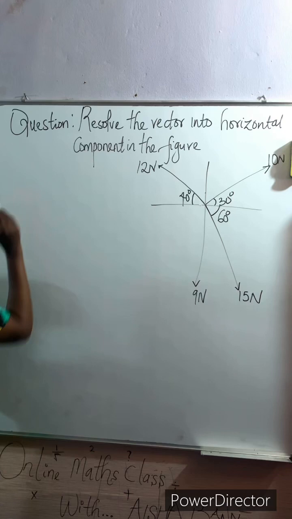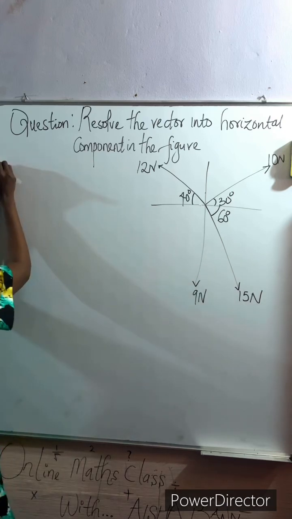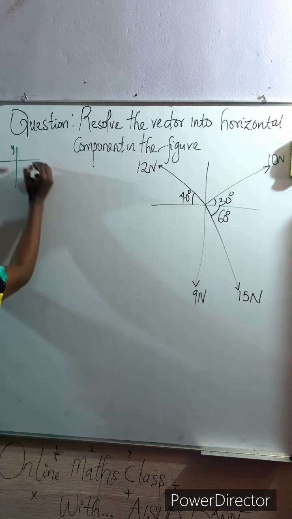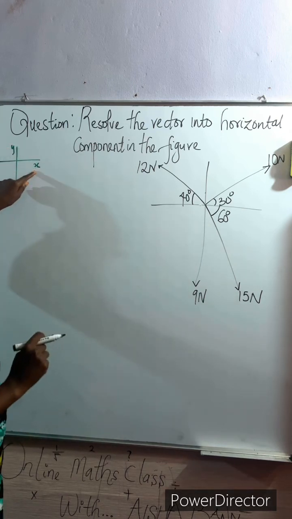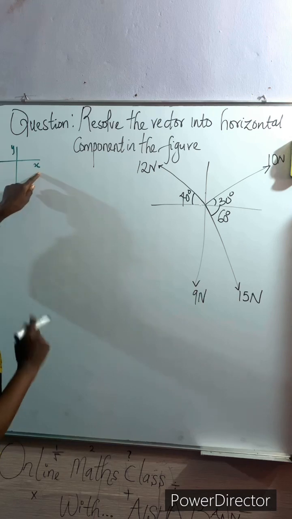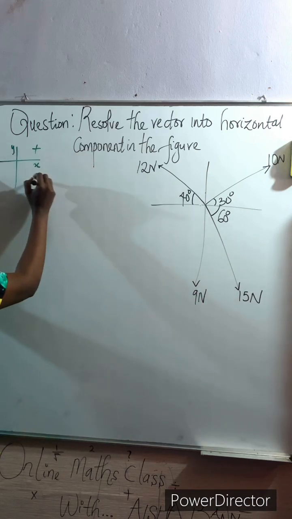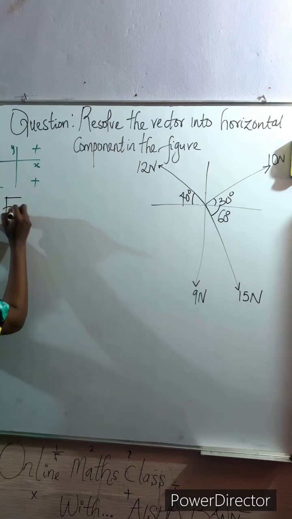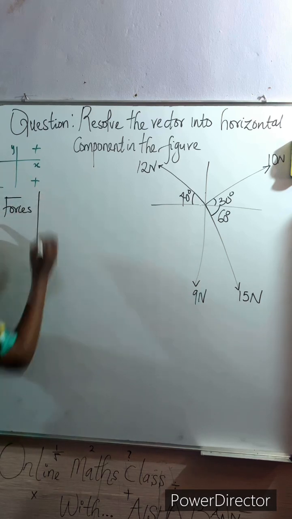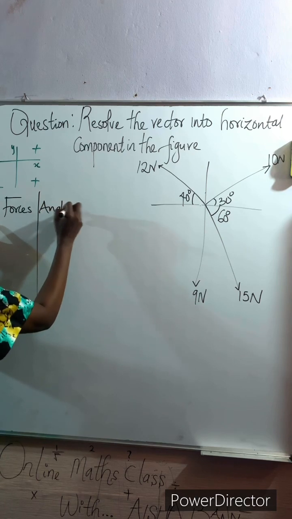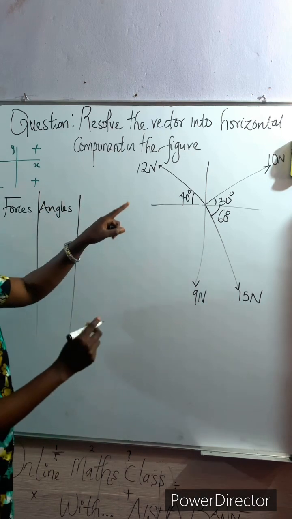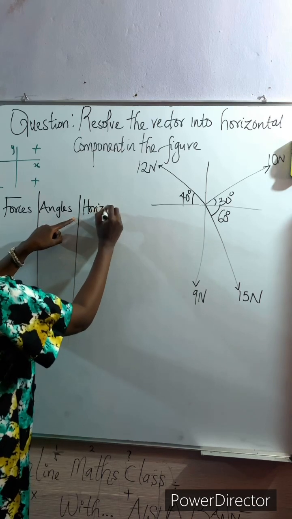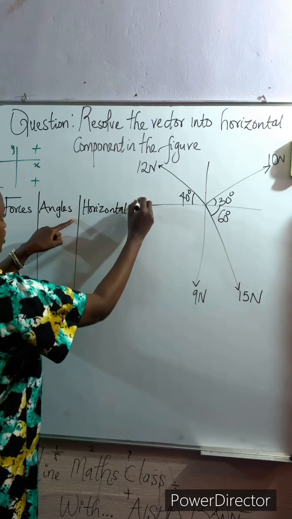So let's begin. The first step is for us to sketch our graph. We have the y-axis and the x-axis. For the x-axis, it is the horizontal. The x is positive for the right-hand side, while the x is negative for the left-hand side. After the forces, we need the angles, and also we need to resolve the vector into the horizontal component. So the horizontal, which is Vx.